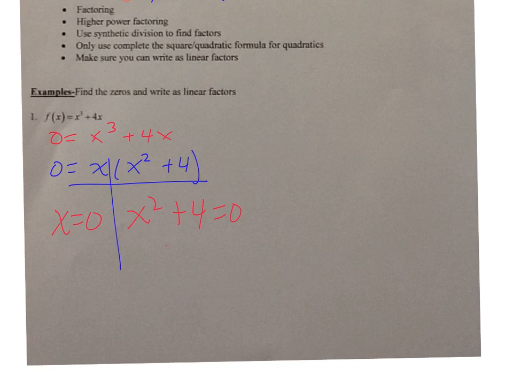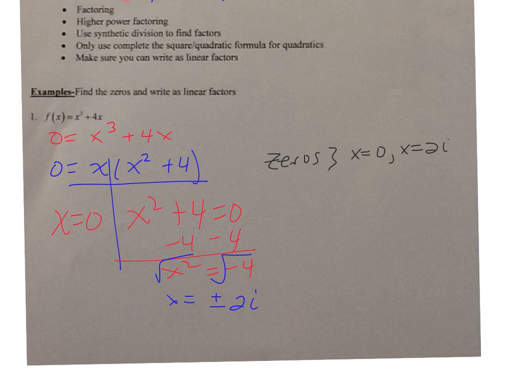And what I could do is minus 4 and get x squared is equal to negative 4. Take the square root of both sides, and I get x is equal to plus minus, right? Don't forget the plus minus. And then the square root of negative 4 would be 2i. So these would be my zeros. My zeros would be x equals 0, x equals 2i, and x is equal to negative 2i.